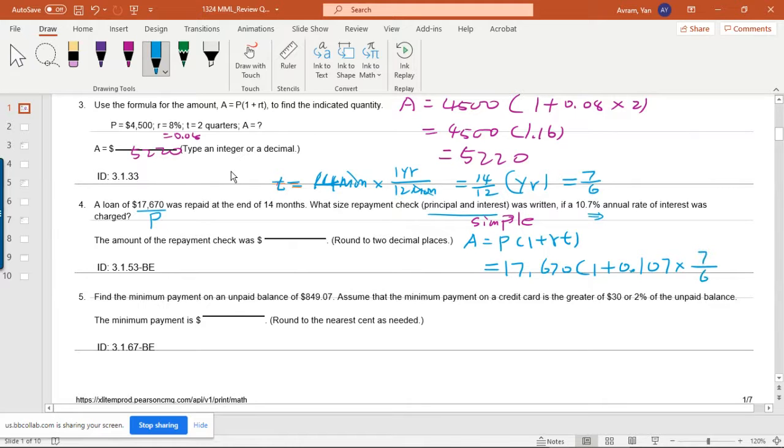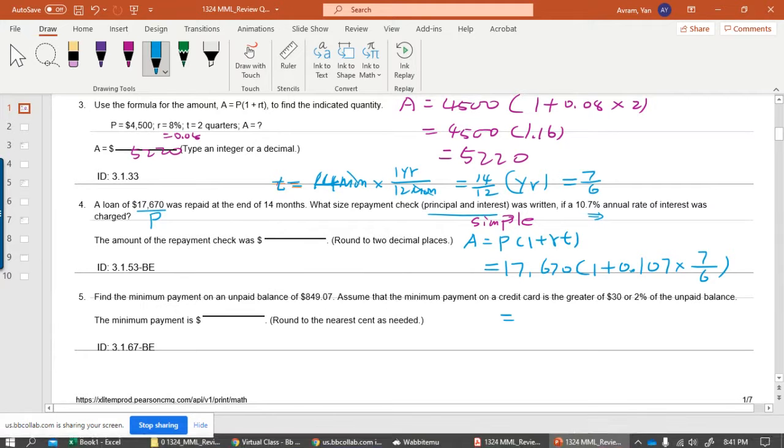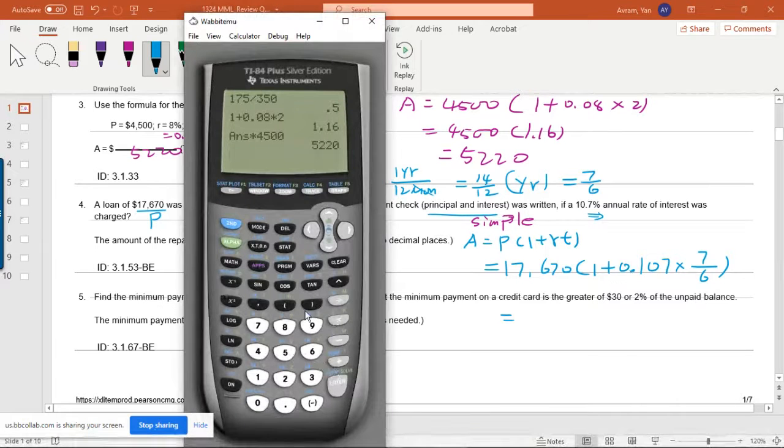Times t is 7 over 6. Okay, and I can just plug this whole thing into the calculator. We usually say do not round until the end, right? So I can put this whole thing into the calculator all together. Okay, times the parentheses, 1 plus 0.107 times 7 divided by 6.